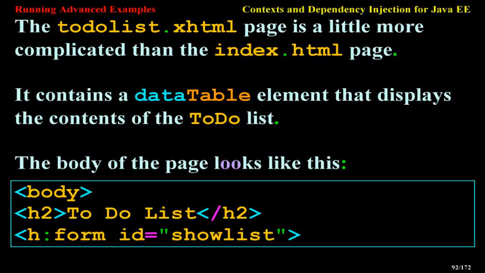The todolist.xhtml page is a little more complicated than the index.xhtml page. It contains a data table element that displays the contents of the to-do list. The body of the page looks like this.